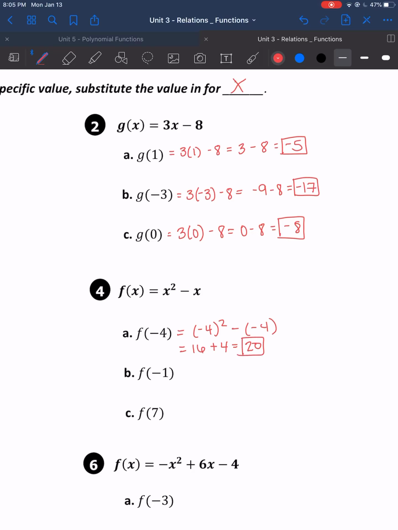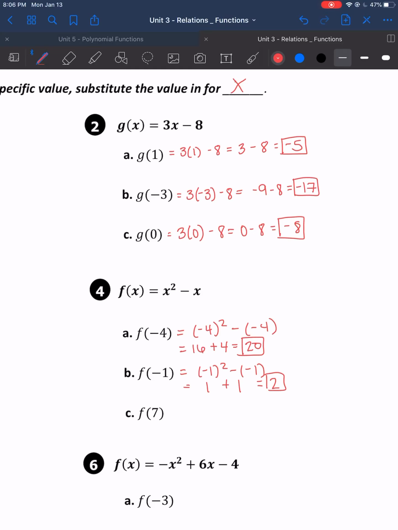And then for f of negative 1, I'm going to plug in negative 1 for x. So negative 1 squared minus a negative 1. Negative 1 squared gives me 1. Minus a negative 1 gives me a plus 1. 1 plus 1 is 2. So f of negative 1 is 2.